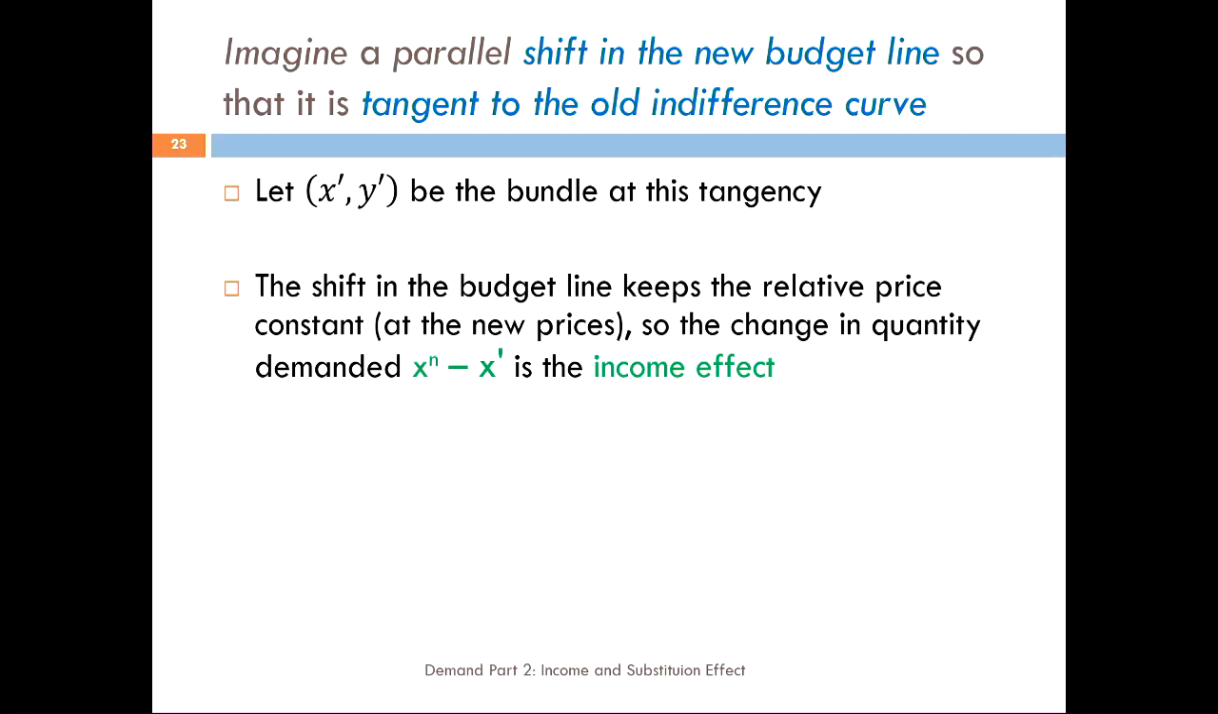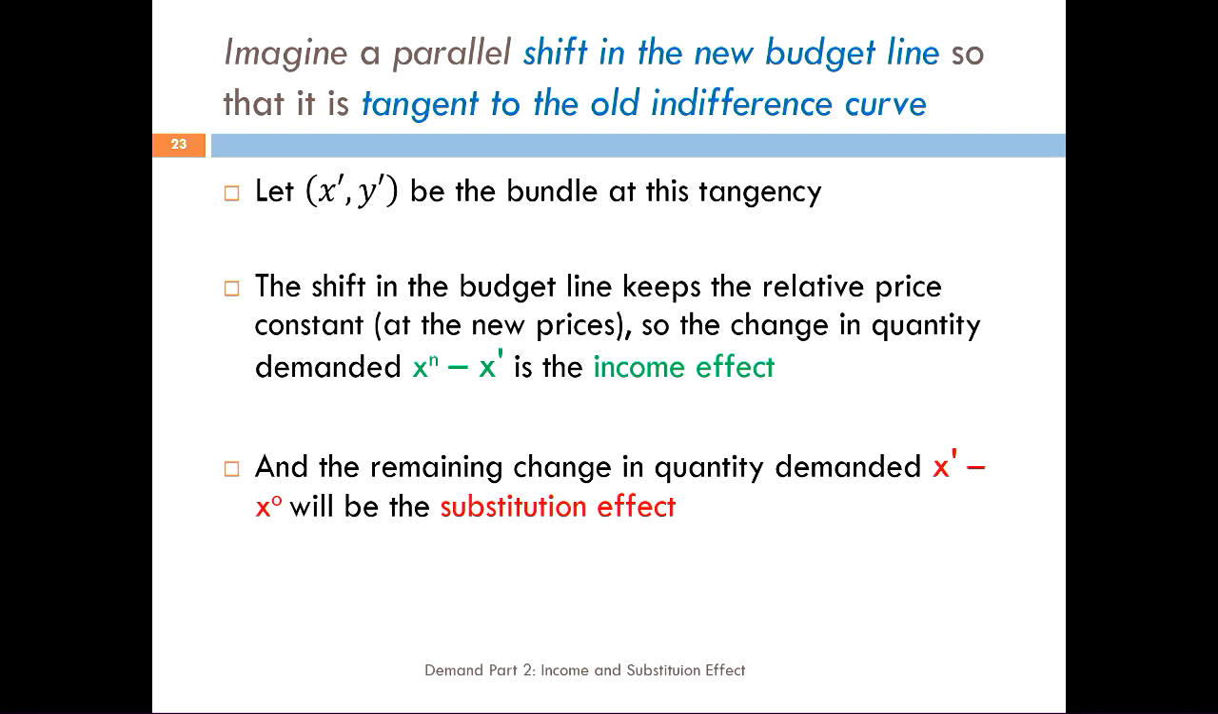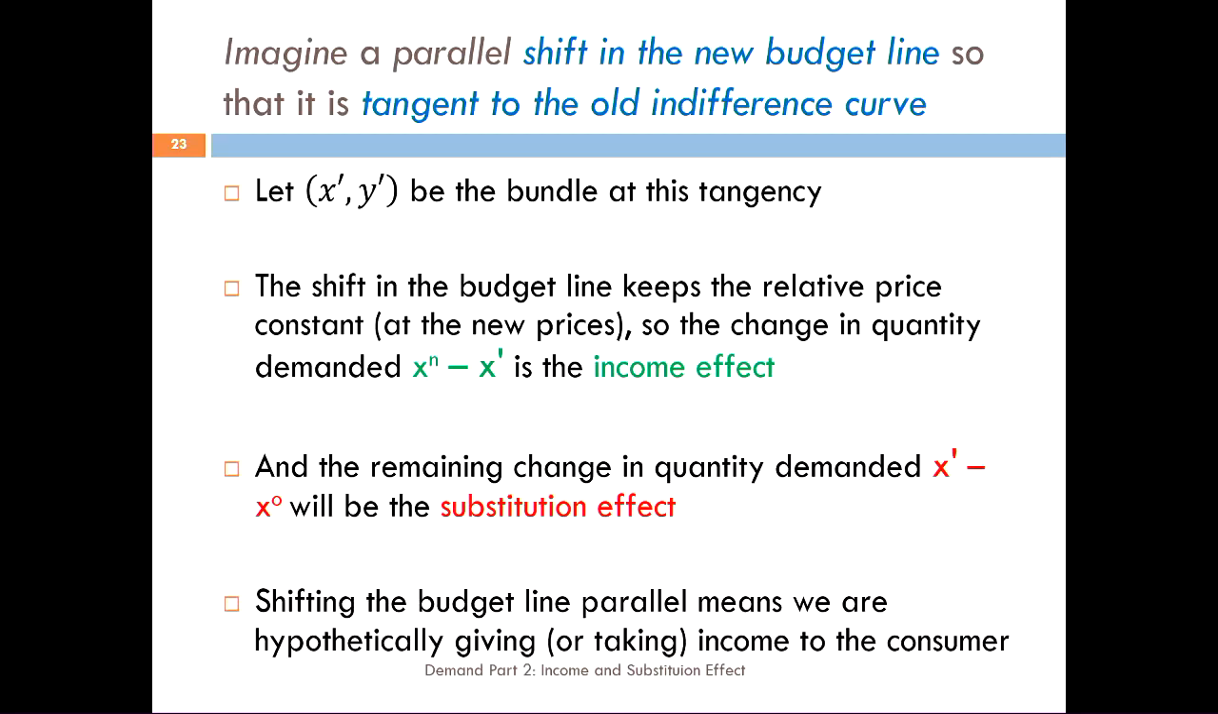So going from the new quantity demanded of x, xn, to x prime, that would be the income effect. Take the difference between those two, and that's the income effect, because it's just a purely parallel shift in the budget line, which is an income change. And going from x naught, the original quantity demanded, to x prime, that's the substitution effect. Because we're changing the relative prices but holding utility constant, according to Hicks' definition we're holding real income constant. All right? So that's how it works.